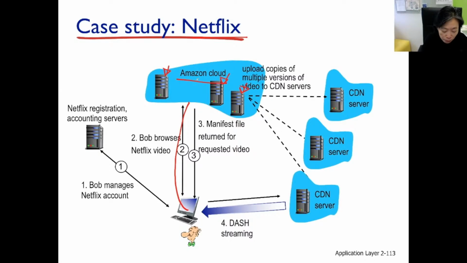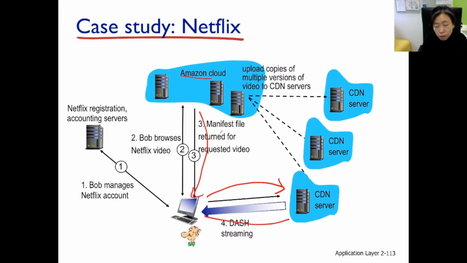Now, once Bob has decided on watching a video, then in step 3, the manifest file of that video is returned back to Bob. And Bob will begin to fetch the video from the physical machine Amazon has set up to store that particular video, and somewhat close to Bob. Last is just that the CDN server begins DASH over HTTP streaming of the video.